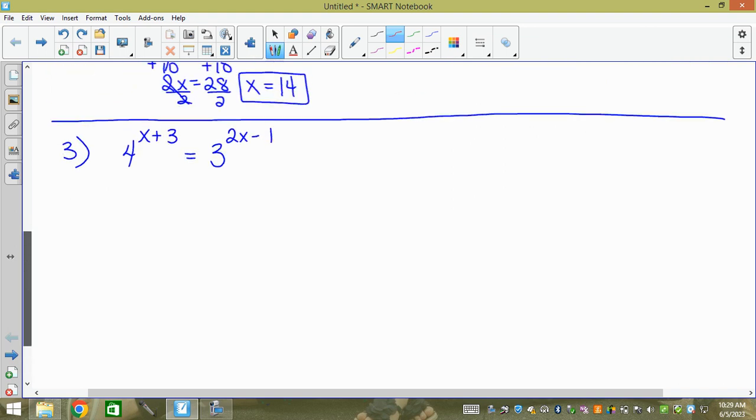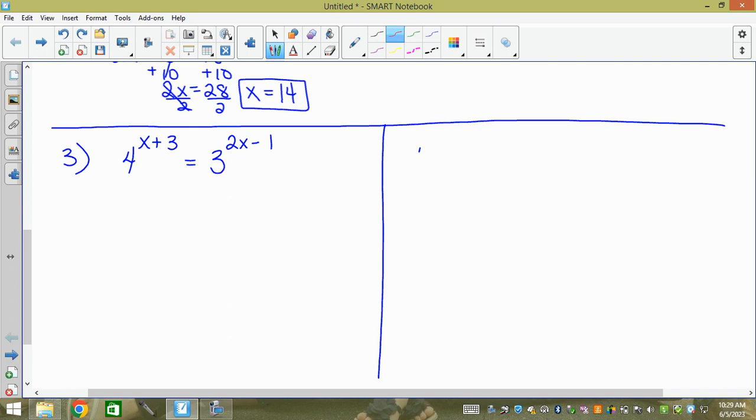Number 4, 2 times 3 to the x minus 1 equals 4 to the 2x plus 1. Can I divide the 2 over? 4 is an exponent. Can I make the 2 join the 3? 3 has an exponent. So what am I going to have to do? Can't make common base. Log base 10 both sides.